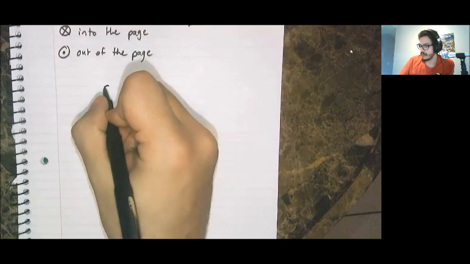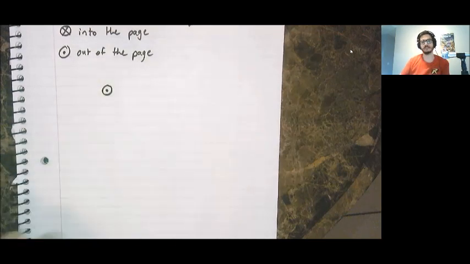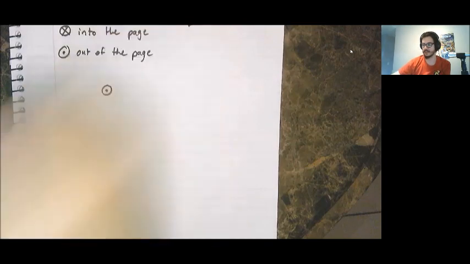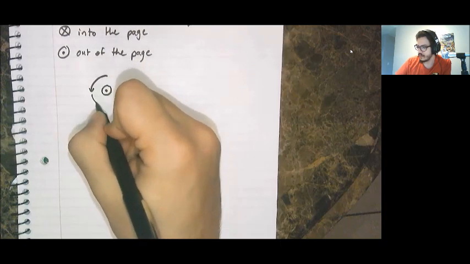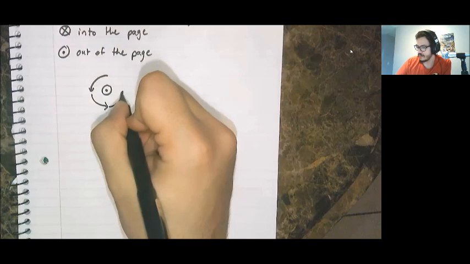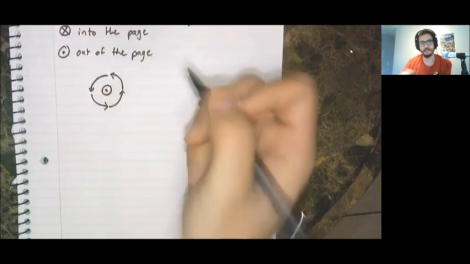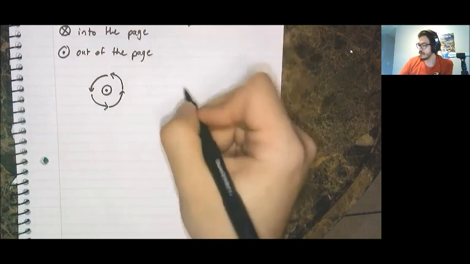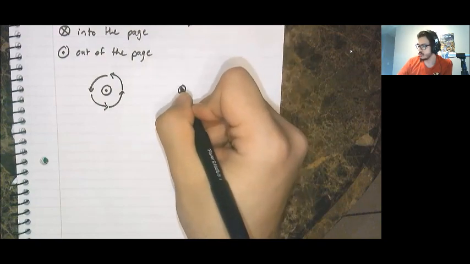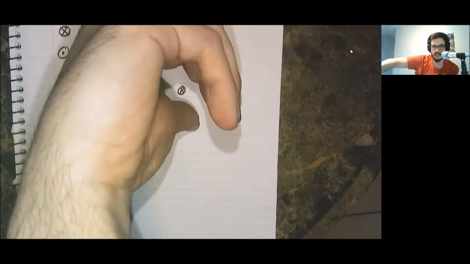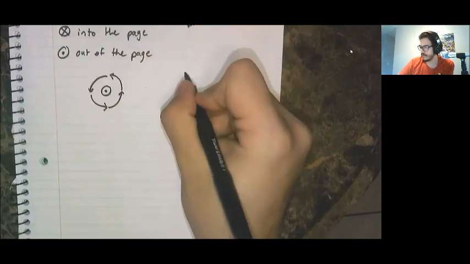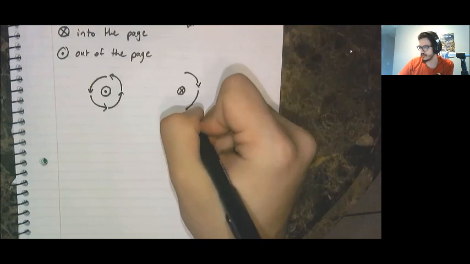So if we had a current in a wire coming out of the page, then our thumb would be sticking up like this, and our fingers curl around here. So our magnetic fields would go in this direction in a nice little circle. If we had a current going into the page as opposed to out from the page, we'd stick our thumb down into the paper and our fingers curl around this way. So our magnetic field would be going in the opposite direction.